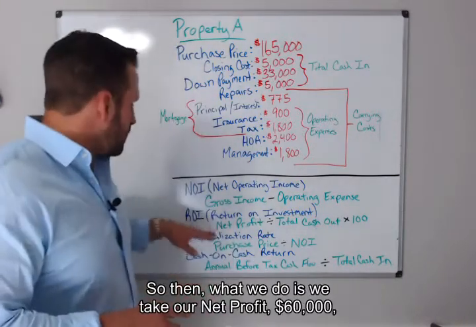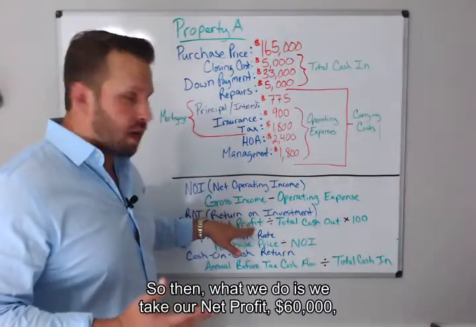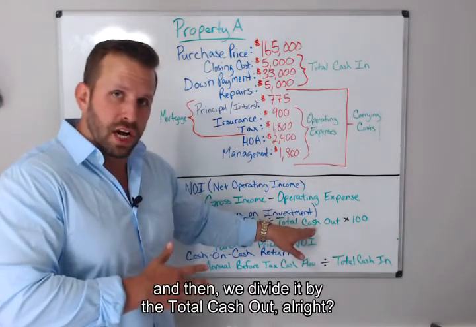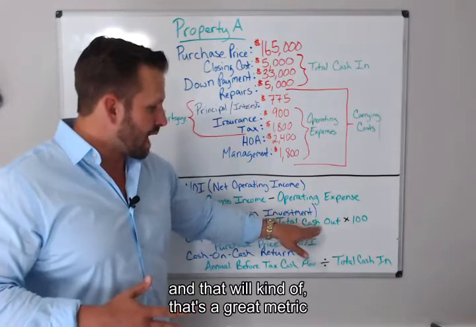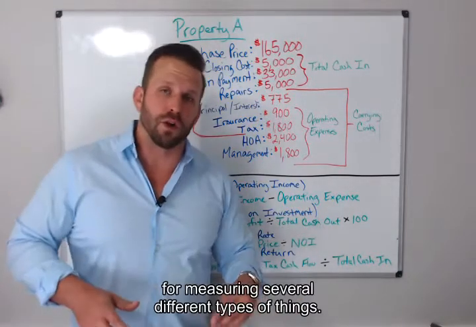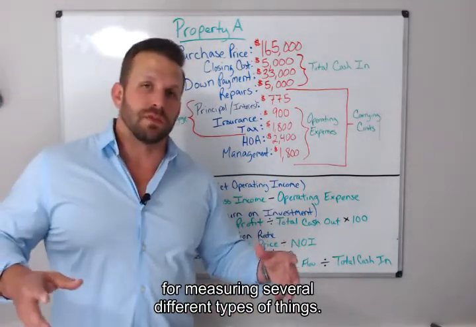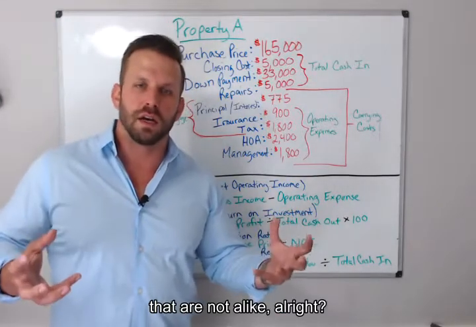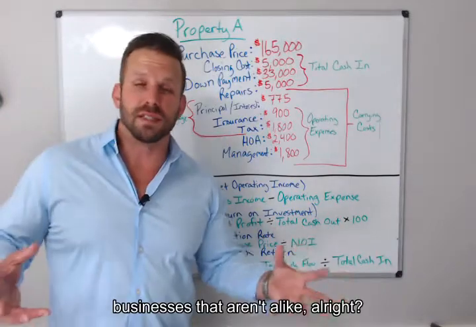percentage-wise? So then what we do is we take our net profit, $60,000, and then we divide it by the total cash out. All right. So that's what we get with that one, and that's a great metric for measuring several different types of things. And these last two will also help you compare things that are not alike. All right, properties that aren't alike, businesses that aren't alike.